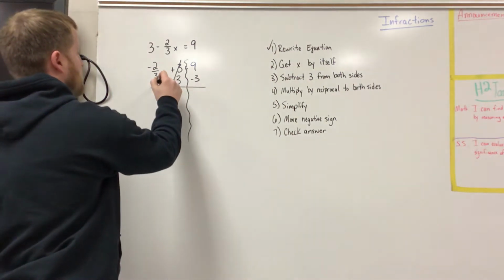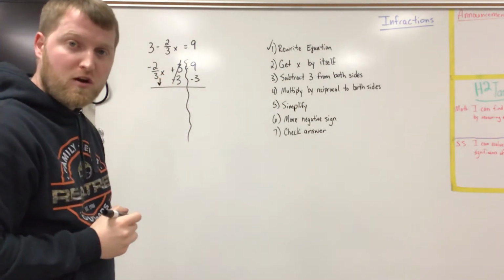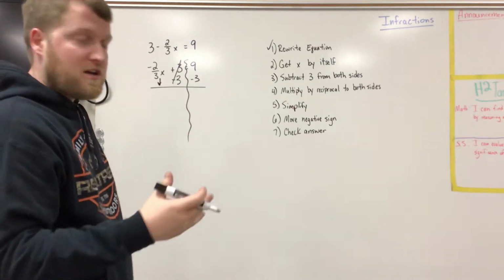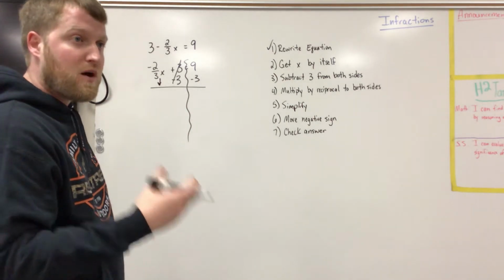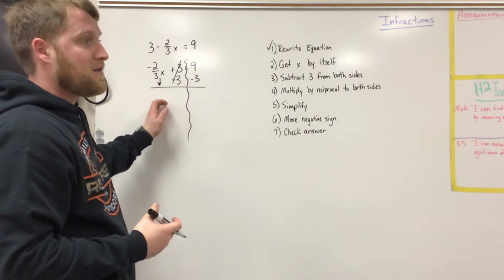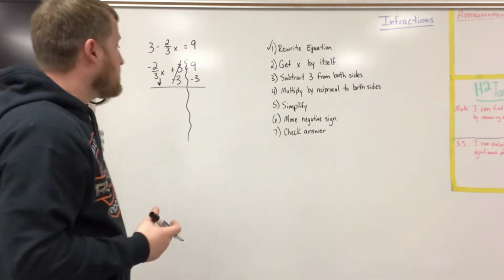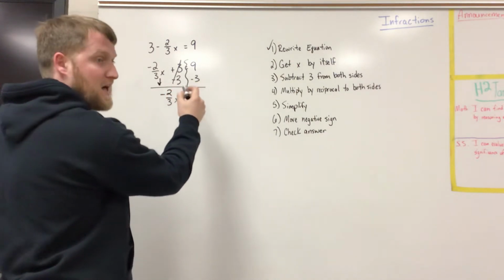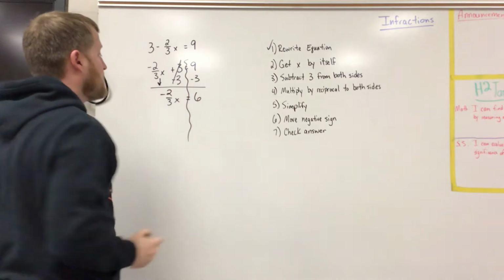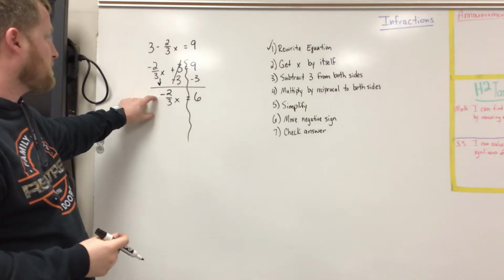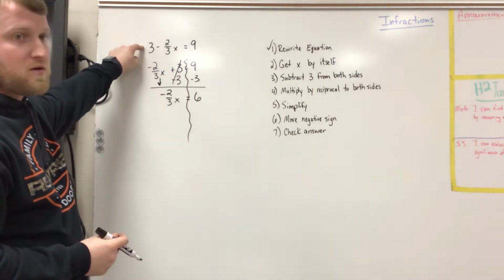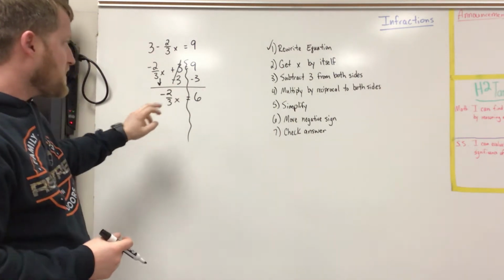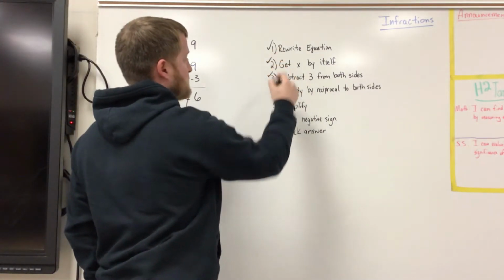So I'm going to drop down the negative 2/3 x because I'm not getting rid of that negative 2/3 yet. But I'm getting rid of that constant, the positive 3 on the left side, and essentially moving it to the right side. So we have negative 2/3 x equals 9 minus 3, which is 6. This is a simplified version of the equation we just rewrote. So we got x by itself by subtracting 3 from both sides.